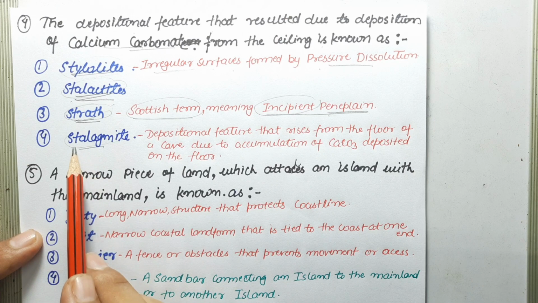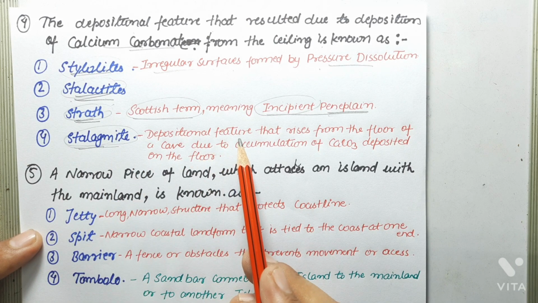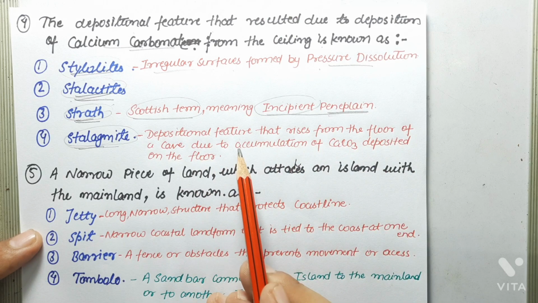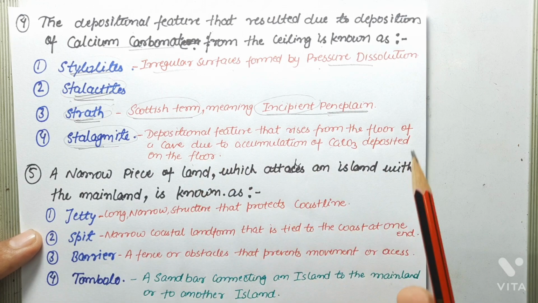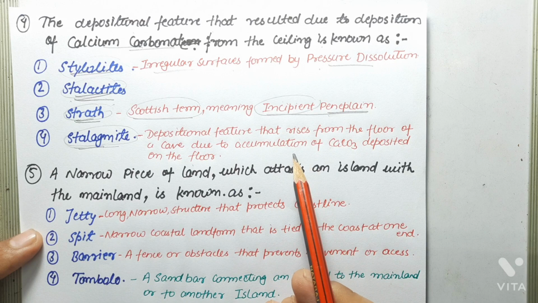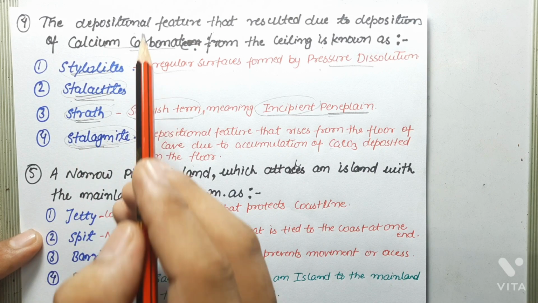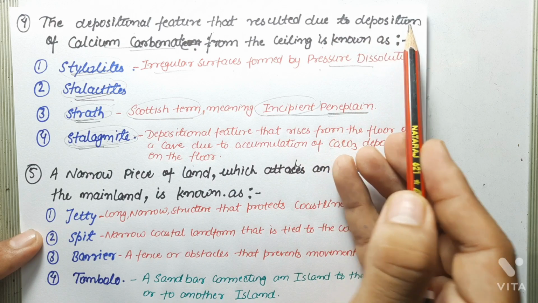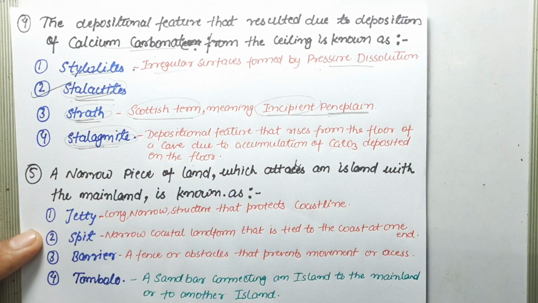Then stalagmites are also a type of dripstone which are depositional features that rise from the floor of a cave due to the accumulation of calcium carbonate deposited on the floor. So if this question were asking about a depositional feature resulting from the accumulation of calcium carbonate from the floor, that rises from the floor, then stalagmite would be the correct answer. But this question is asking about a depositional feature that resulted due to deposition of calcium carbonate from the ceiling, so stalactite is the correct answer.